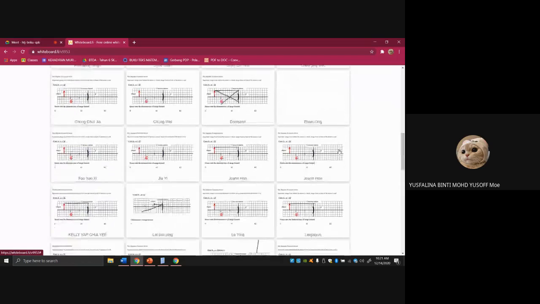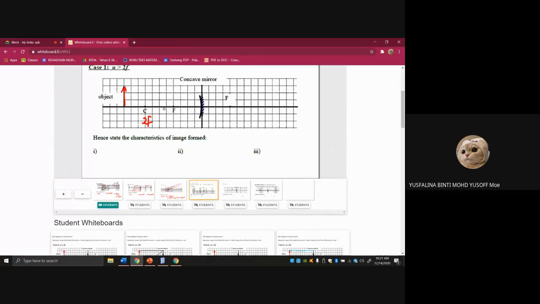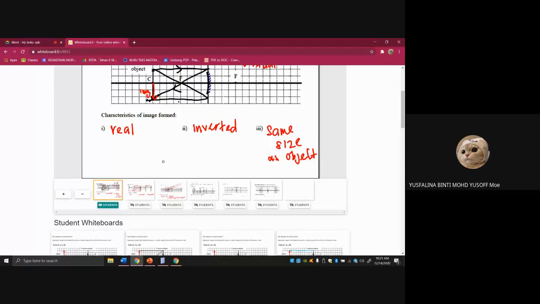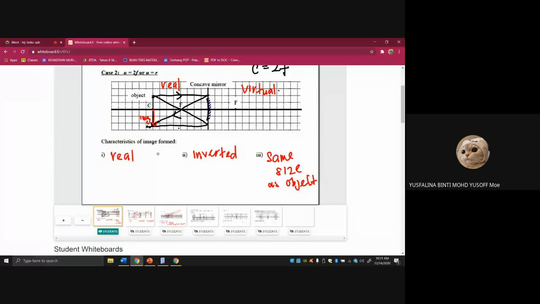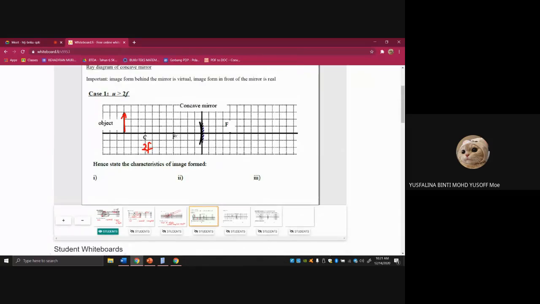So this one you can draw like this. The ray diagram is the same as the first one, you can draw it like the first one, because there is F right before the object there. So F is here. You can draw like this and then like that. And then try to put the characteristic of the image.